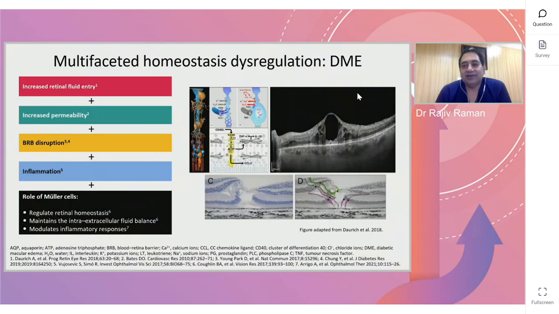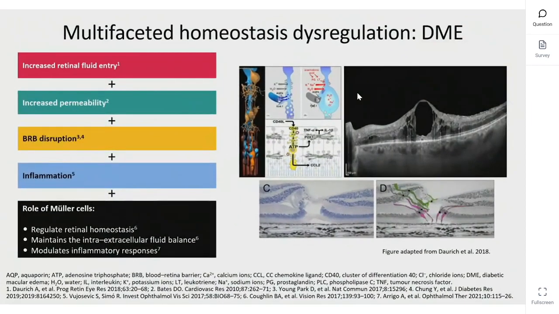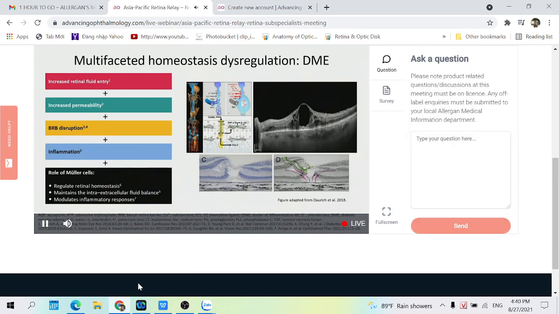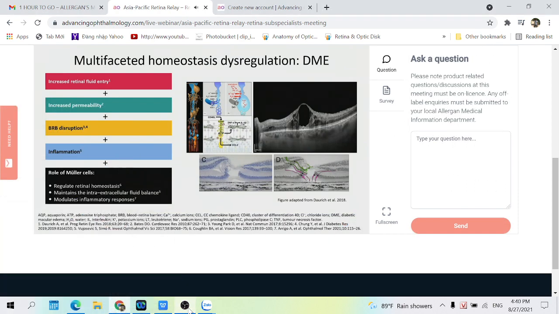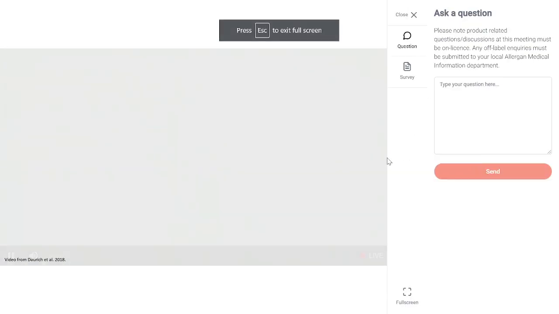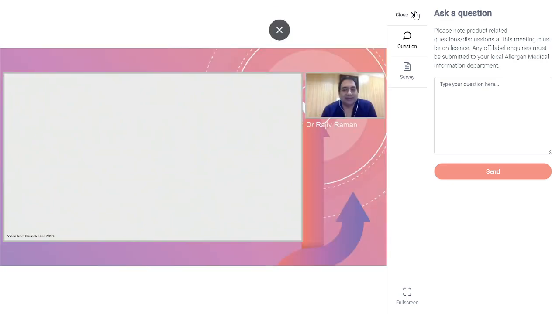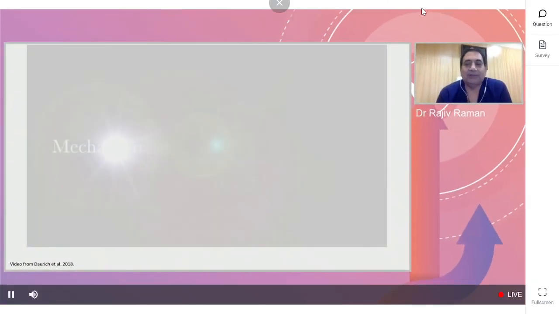And definitely there is a Muller cell as in the initial normal retina. In diabetic there is the change in this Muller cell function, which regulates the retinal homeostasis. It maintains the intra-extracellular fluid balance. We saw how these aquaporin channels are important in managing that, and it also modulates the inflammatory response. This is a short video which tells exactly what happens in diabetic macular edema.